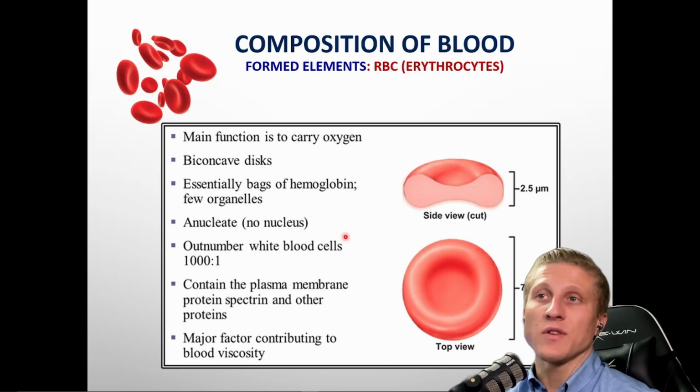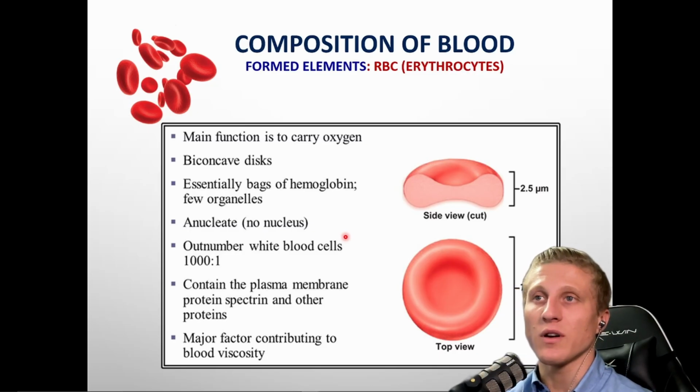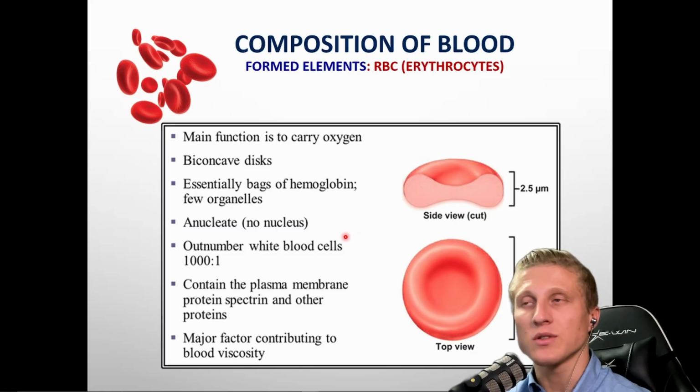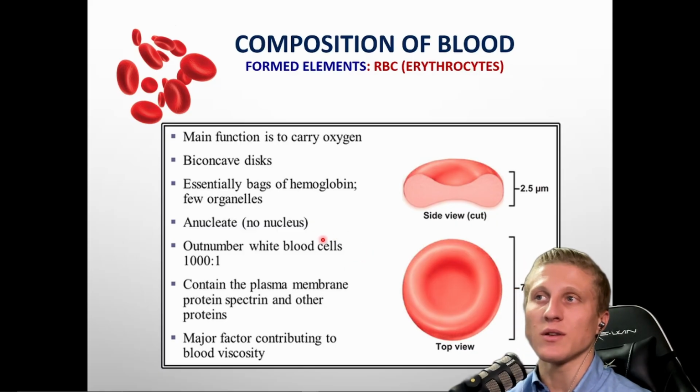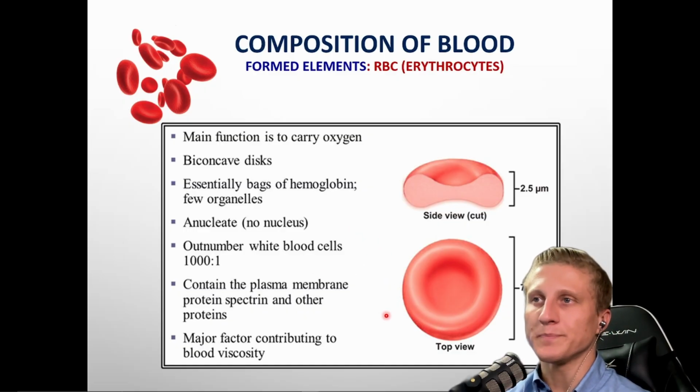Or if you're actively fighting an infection, you might have more white blood cells. Or if you have blood cancer like leukemia, which is a cancer of our white blood cells, this ratio might get thrown off. But under normal circumstances, it should be roughly about 1,000 to 1.